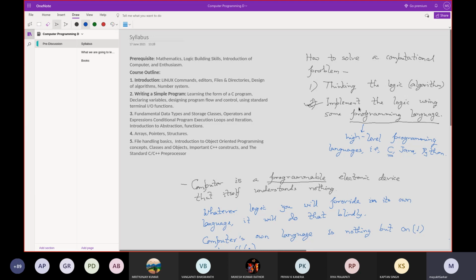First, how to think a logic given a computational problem. How will you think the logic? And once the logic has been thought, how to express that logic in the C programming language. And obviously the C programming language itself in detail. That will be our overall study in this course. Okay, so obviously what you need to know is that mathematics is necessary, because unless you think in the mathematical way, see when you solve some particular mathematical problem, what do you do?